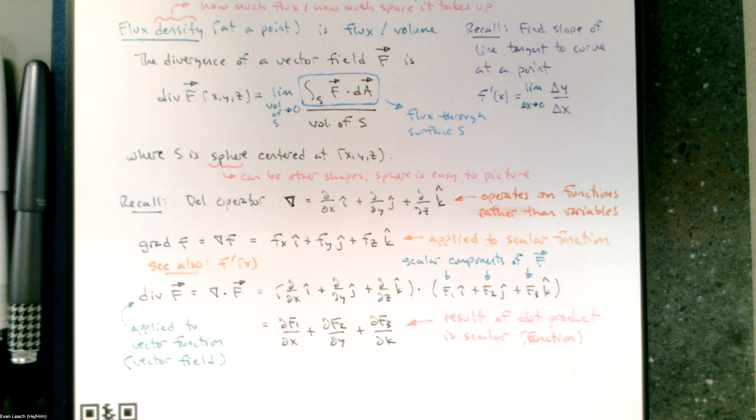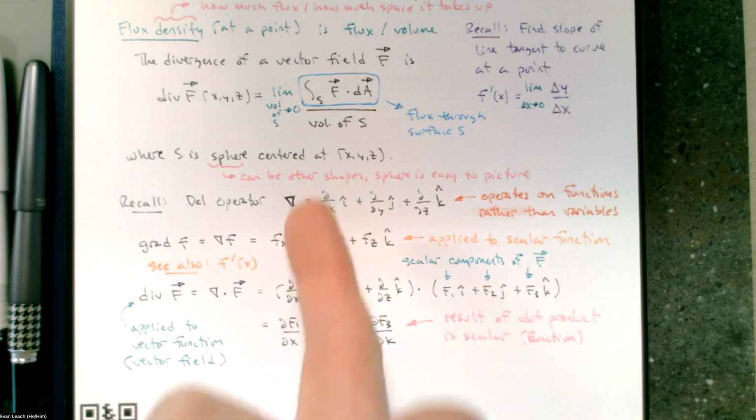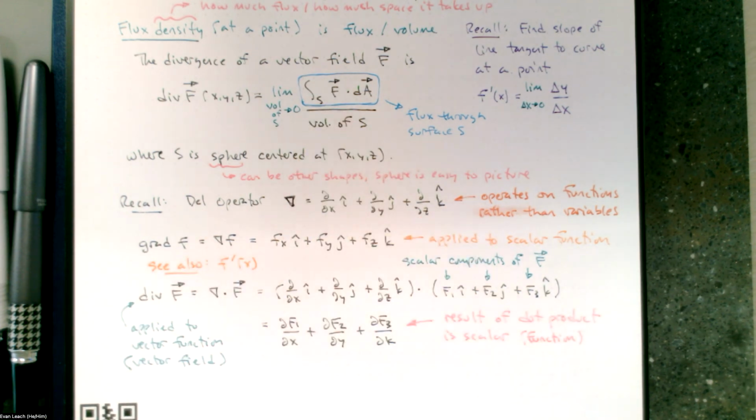Just like in single variable calculus, we looked at df/dx, and we said that this is a function that told us the slope of the line tangent to the curve at a given point, delta y over delta x. What the divergence is telling us is how much flux we are getting through a sphere at a given point. But we're looking at that sphere, the volume of that sphere, dropping down to 0. How much flux at a point, flux density.